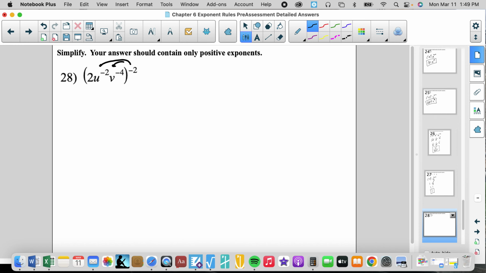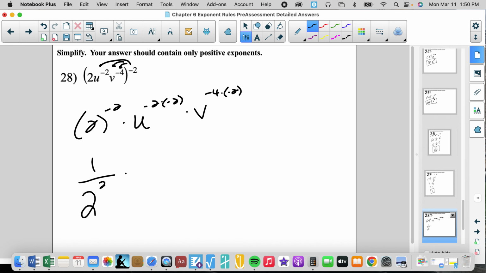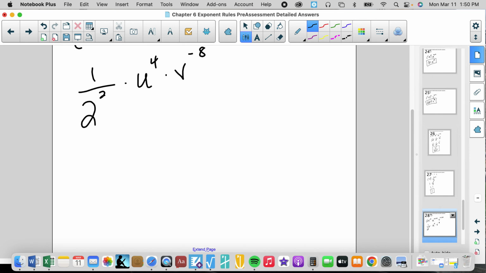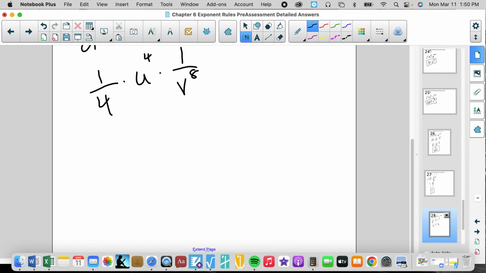We'll distribute to each of them: 2 to the negative 2, u to the negative 2 times negative 2, v to the negative 4 times negative 2. So 2 to the negative 2 is 1 over 2 to the second. That's u to the positive 4, and this is v to the negative 8. So I got to change that. That's 1 over 4, u to the 4th, and 1 over v to the 8th. So we'll keep the things in the numerator, things in the denominator in the denominator.